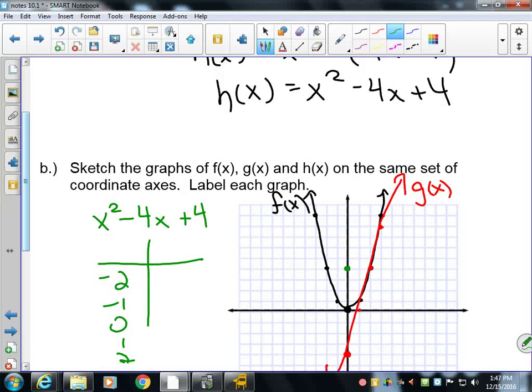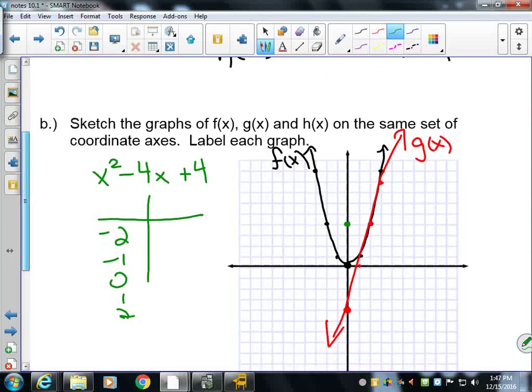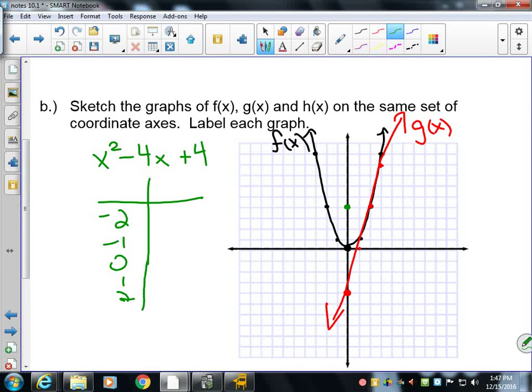Can someone plug this into their graphing calculator and let's find some values? X squared minus 4x plus 4. I know you can do it mentally. Negative 2 squared is 4, plus 8 is 12, plus 4 is 16 or something like that. Negative 1 squared is 1, plus 4 is 9. If we put 0 in, we get 4. If we go 1 in, 1 minus 4 is negative 3 plus 4 is 1.